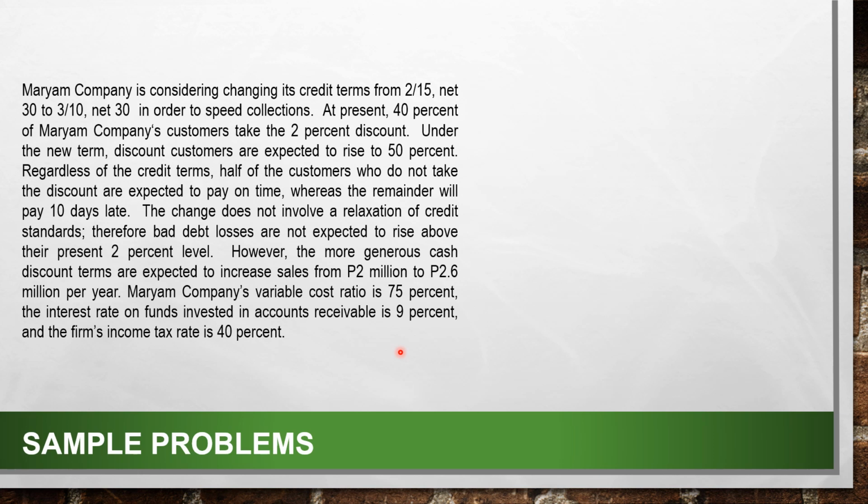The change does not involve a relaxation of credit standards, therefore bad debt losses are not expected to rise above their present 2% level. However, the more generous cash discount terms are expected to increase sales from 2 million to 2.6 million per year. Mariam Company's variable cost ratio is 75%. The interest rate on funds invested in accounts receivable is 9%, and the firm's income tax rate is 40%.